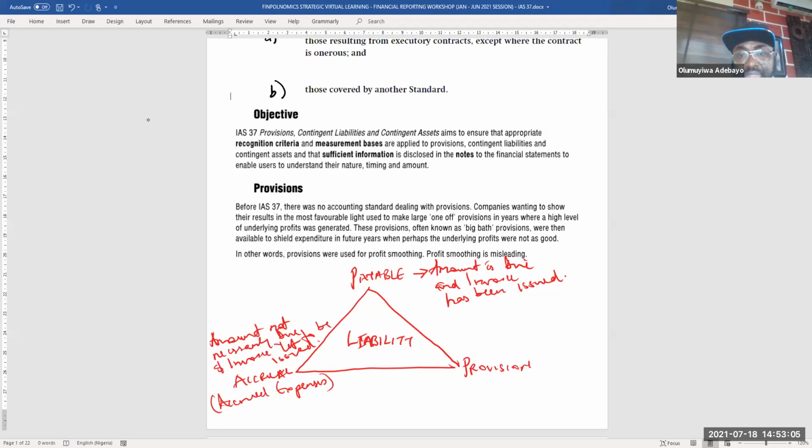Can you give me an example of a payable where the amount is due and an invoice has been raised? You purchase goods from someone, the goods have been delivered to you, and an invoice has been issued and delivered to you. At that point in time, such a liability becomes payable, even though it might be payable at a later date. It is due, awaiting passage of time.